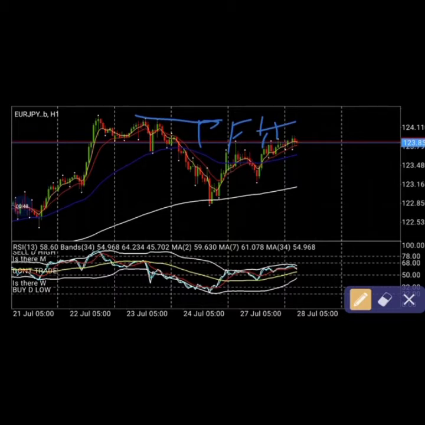Here we had price coming down, and then we had about more than 1 ADR. So today I actually took a sell here, thinking this was supposed to be a safety trade. That's what's called a safety trade.